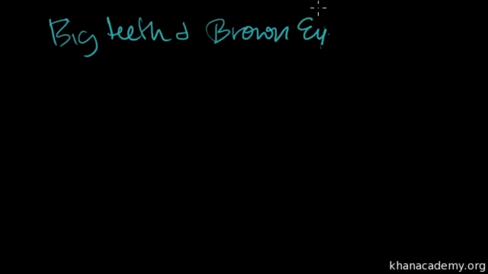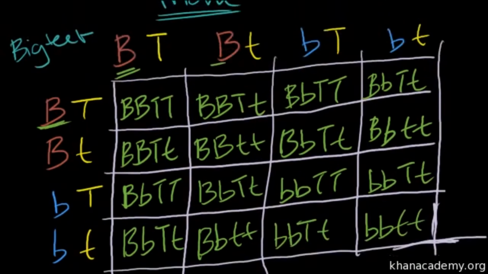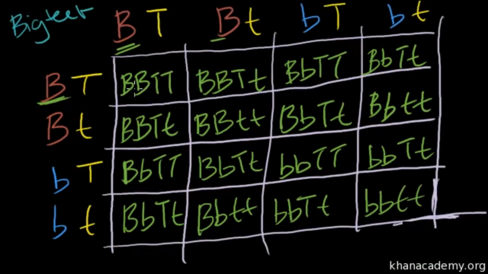So if I want big teeth and brown eyes. So how many are there? Big teeth and brown eyes. They're both the dominant. So if you have either a capital B or a capital T in any of them, you're going to have big teeth and brown eyes. So this is big teeth and brown eyes.